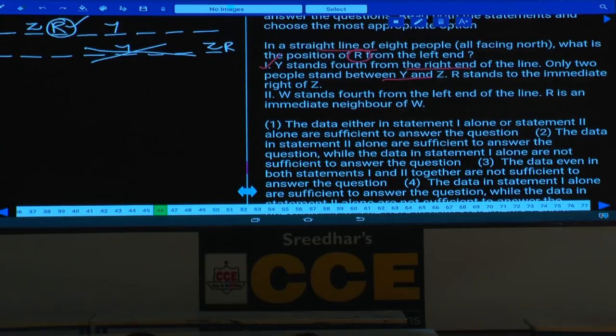1 alone is sufficient. Then we should check out 2 also. Why? Because there is a choice like either 1 or 2. With the help of 2 also, if you get the answer, then your choice will be either 1 or 2 alone is sufficient, isn't it? Then what about condition number 2 here? W stands fourth from the left hand of the line, 3, 4, 5, 6, 7, 8. W is fourth from the left hand of the line. R is an immediate neighbor of W.